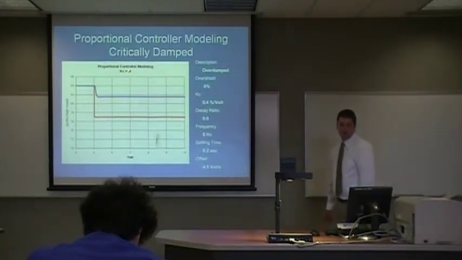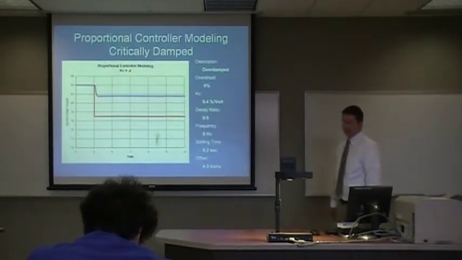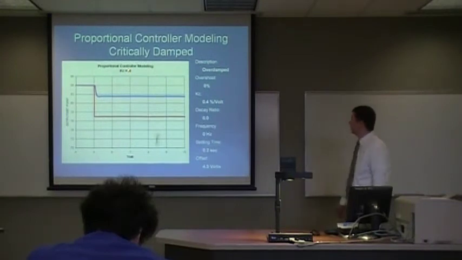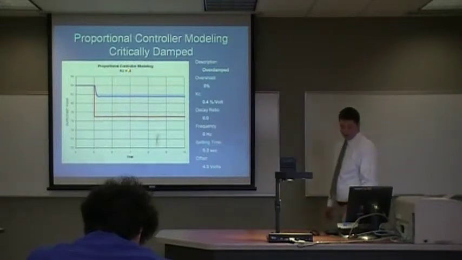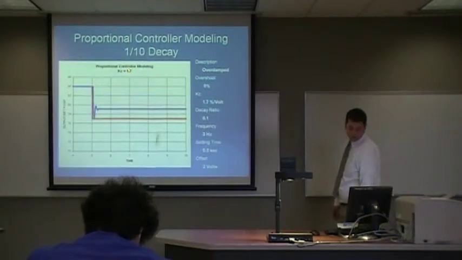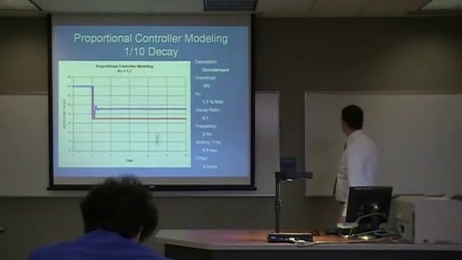The proportional controller modeling results were critically damped. There was no overshoot, obviously. The Kc value was 0.4. Settling time about 0.2 seconds, and the offset was about 4.5 volts. 1/10 decay, Kc was 1.7% per volt. Decay ratio of 0.1, frequency roughly 3 hertz. Settling time 0.5 seconds, and an offset of 2 volts. Got a little closer.